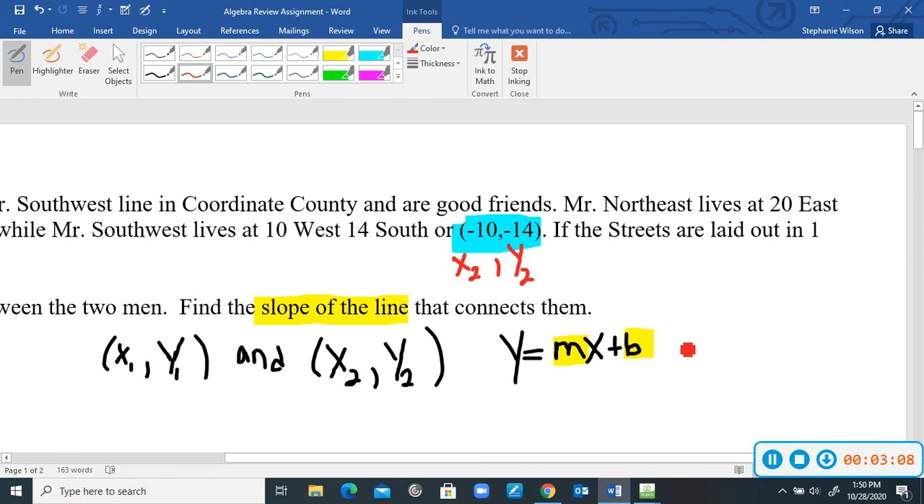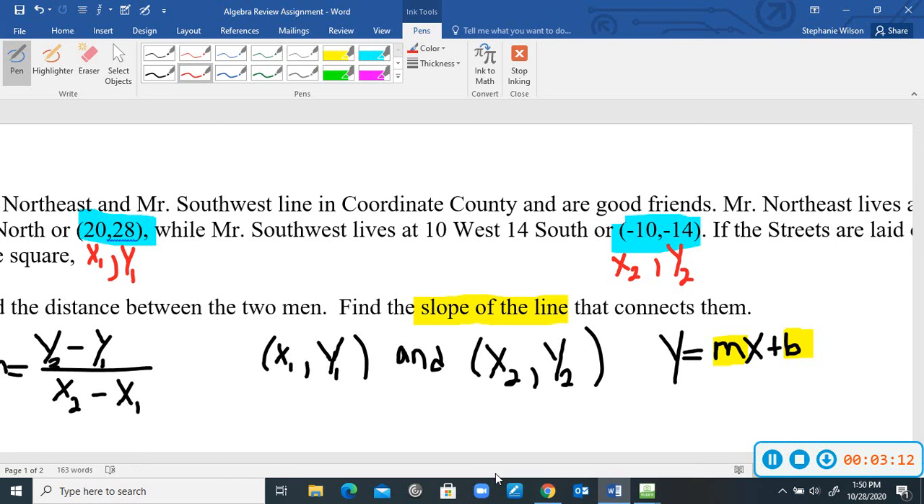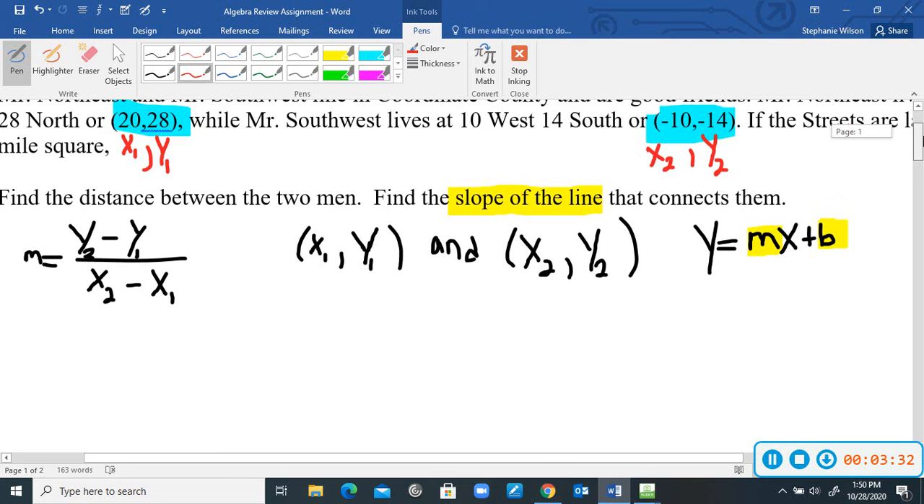So first things first, we need to solve for the slope of this line. Now don't get me wrong, you can actually plot these on a graph and count up or down to determine the slope. You could do that, but this is math class, and I want you to be able to show how you got it mathematically. So let's solve for it.